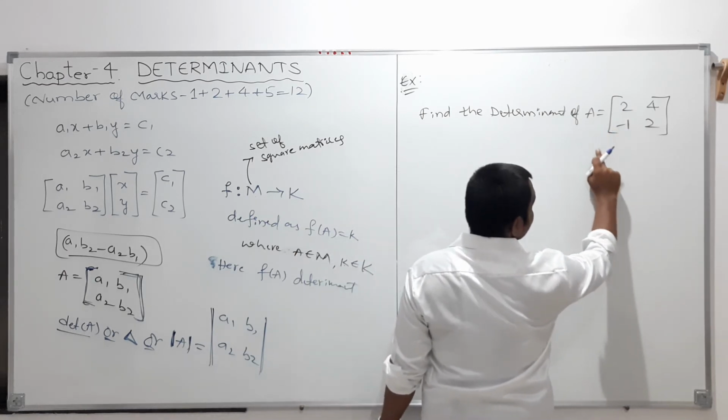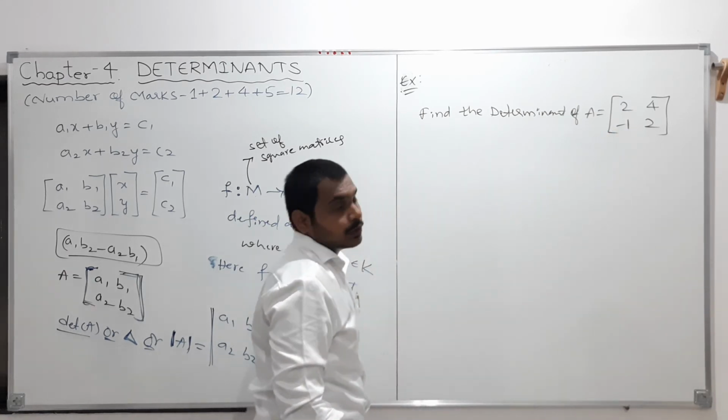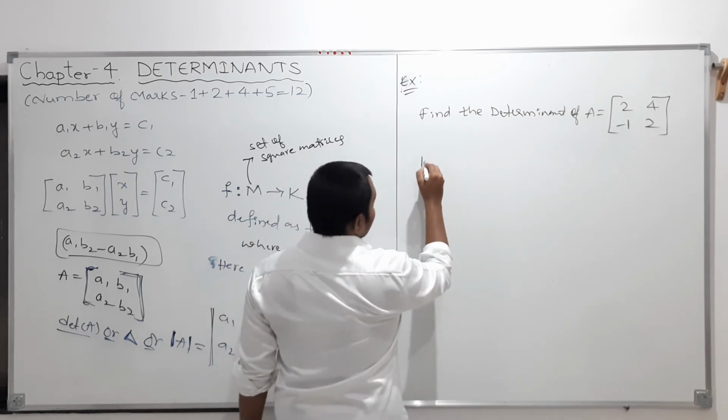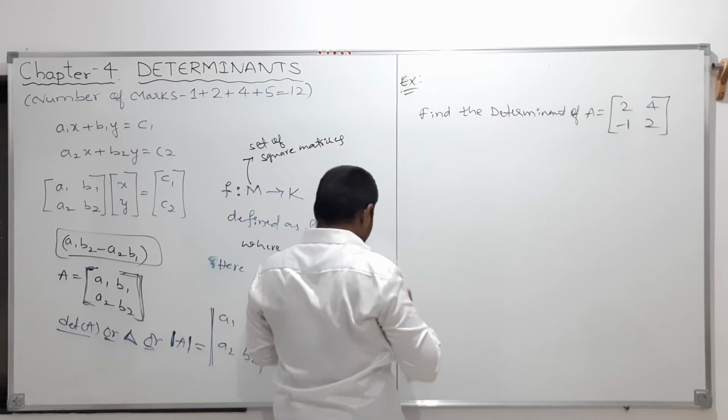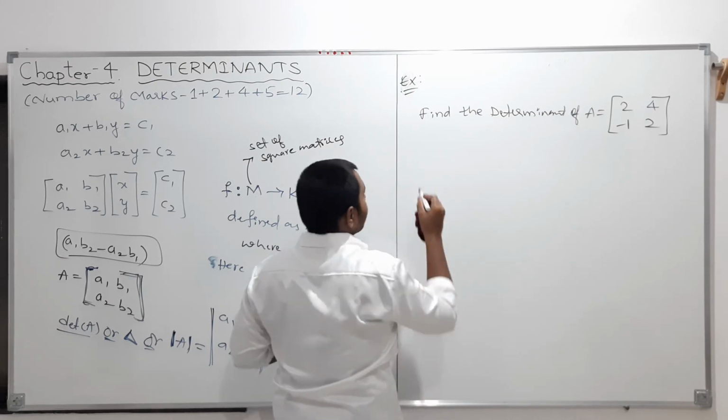Whatever is given to you is in the form of a matrix. Now I should find the determinant of A. So the determinant of A is equal to, how will you write? Determinant of A, I told you.